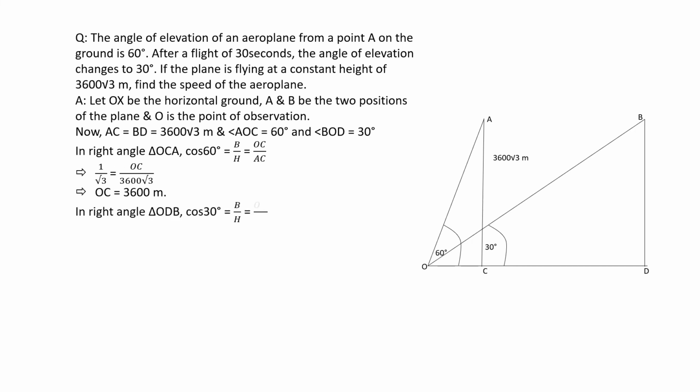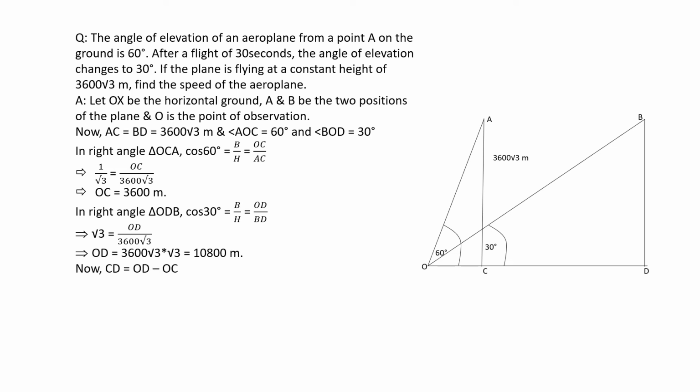And in right angle triangle OBD, cos 30 degrees equals B by H, which is nothing but OD by BD. Putting the values, root 3 equals OD by 3600√3, or OD equals 3600 root 3 into root 3, which is nothing but 10,800 meters.